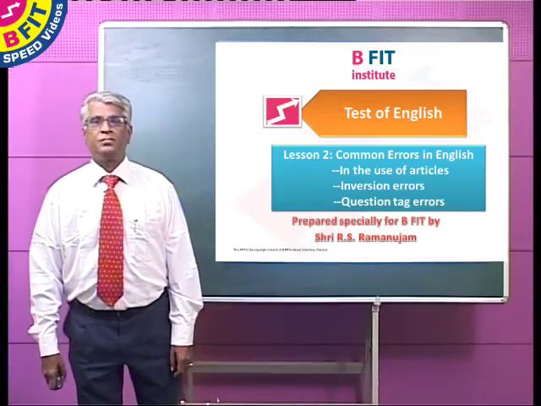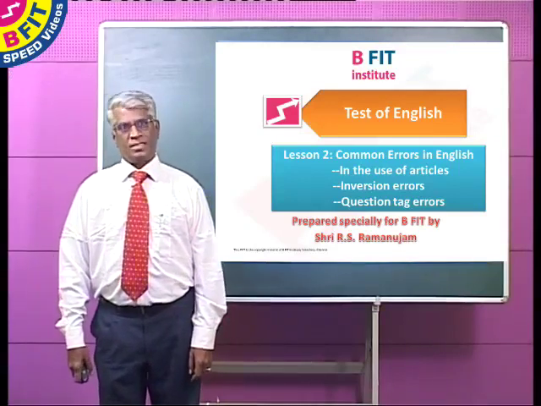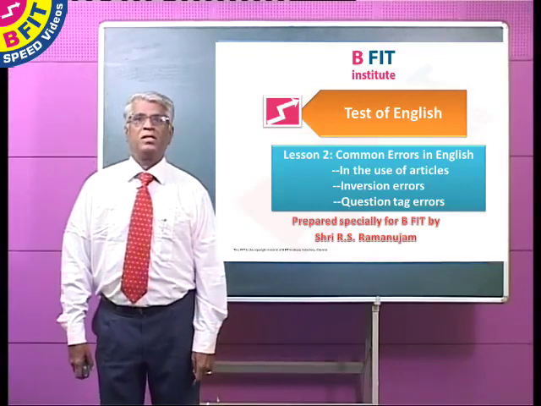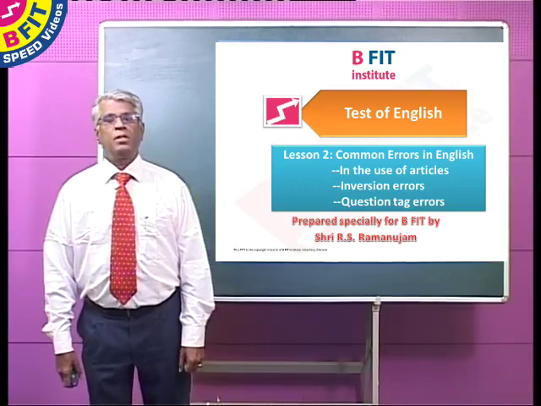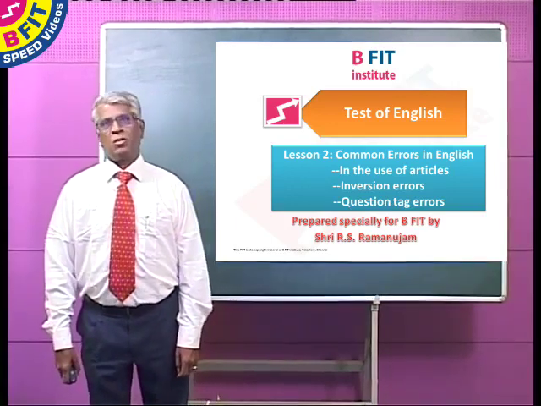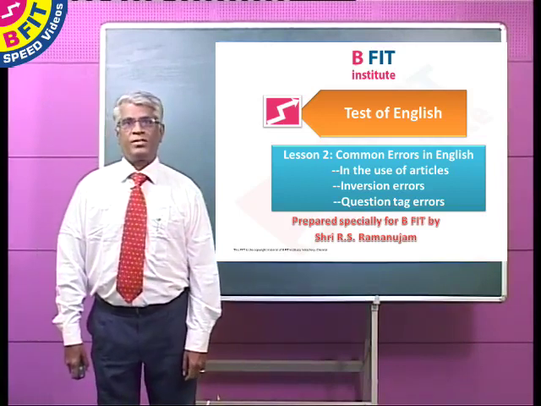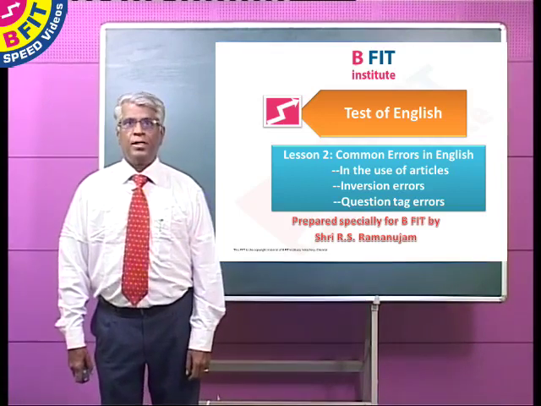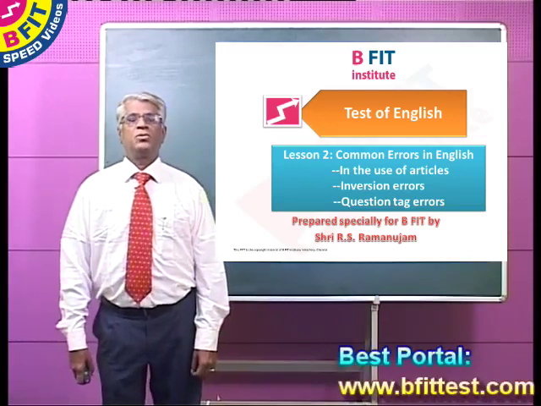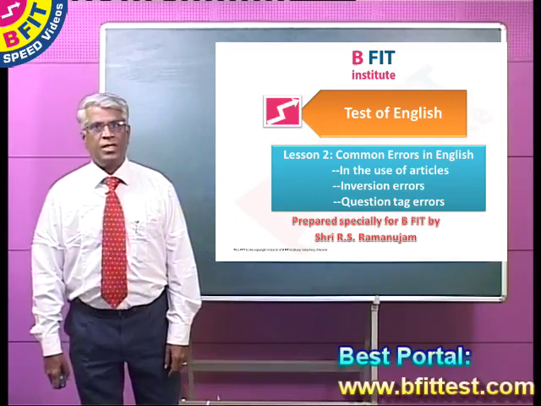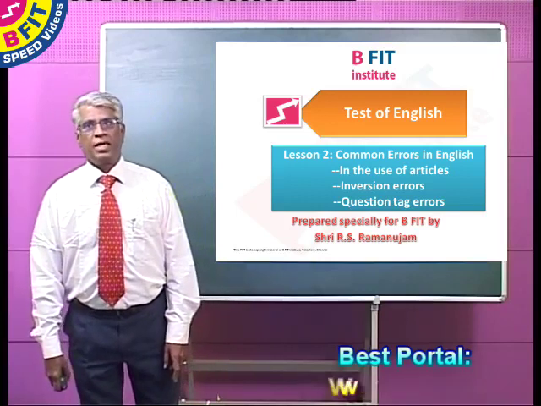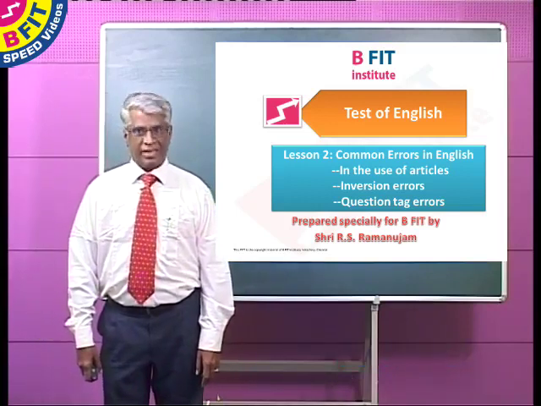In the first lesson on the test of English, we discussed that there are 7 types of common errors committed by people in the use of English, out of which in lesson 1 we talked about the concord errors and the tense error. Now in this lesson 2 we are going to expose ourselves to 3 more types of errors, namely errors in the use of articles, inversion errors and question tag errors.